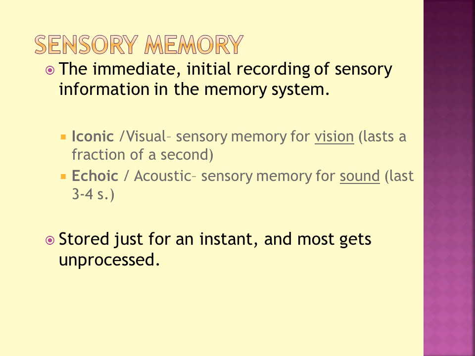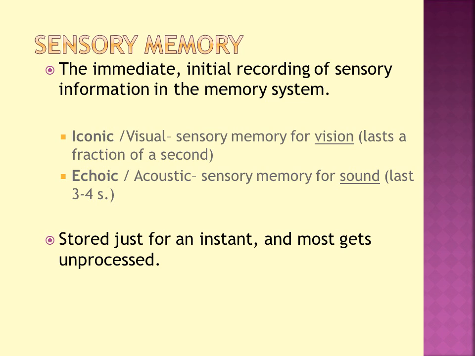Okay, the first memory that we have is our sensory memory. You're hearing my voice right now. It's saying lots of things. However, you're not going to remember every single thing I'm saying to you. It's the immediate initial recording of sensory information in the memory system. There were a lot of pictures and a lot of different words on those screens in the previous slides. You may not have encoded all the information.